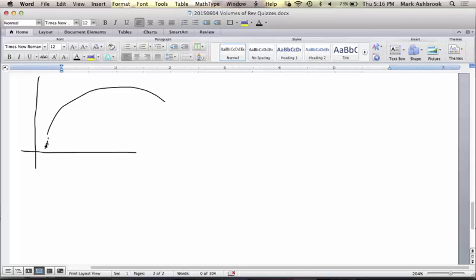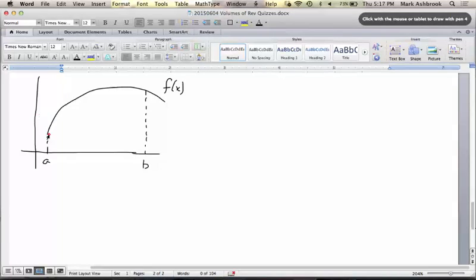So say we want from A, this is f of x, and we want from A to B. So like we said, we're going to split this thing up. And we're going to look at line segments. Okay? If we summed up those line segments, would we have an underestimate or an overestimate for the length of the curve?